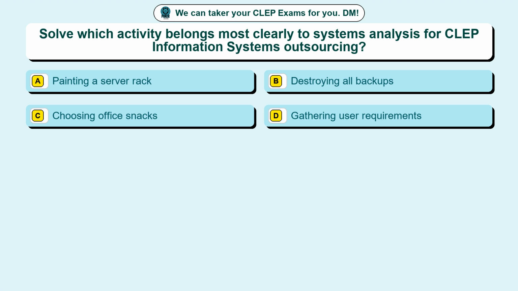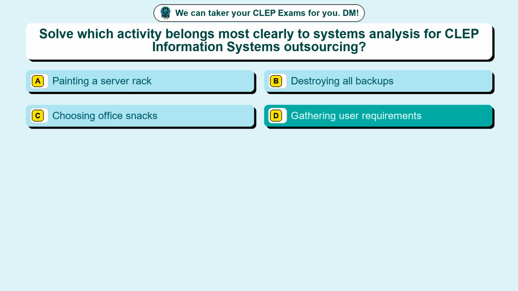Question 66. Solve which activity belongs most clearly to systems analysis for CLEP Information Systems outsourcing. Option A. Painting a server rack. Option B. Destroying all backups. Option C. Choosing office snacks. Option D. Gathering user requirements. The correct answer is option D.